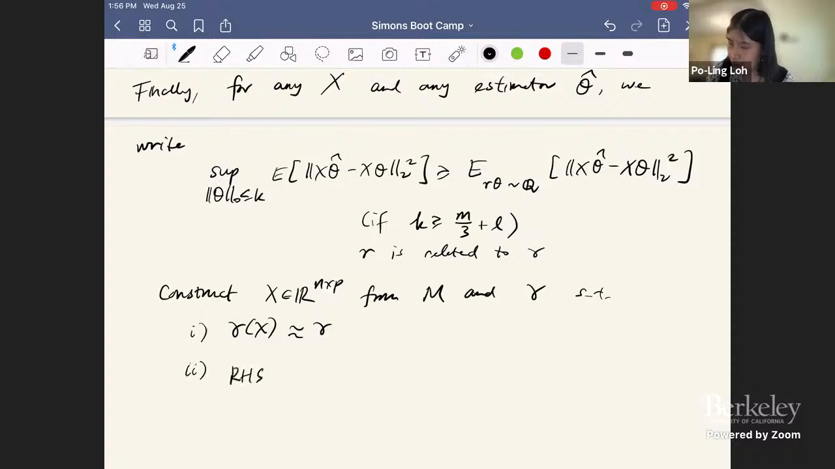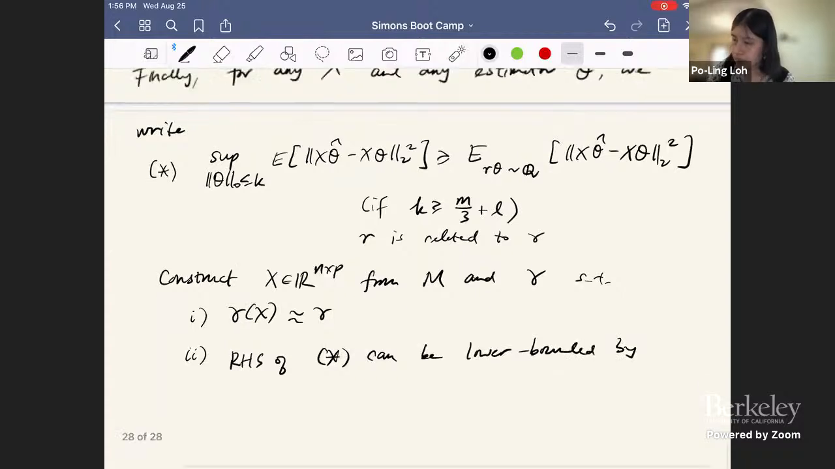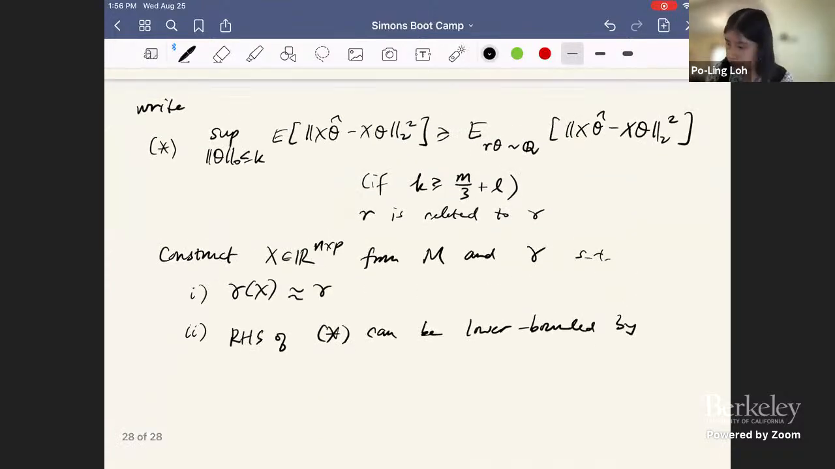the right-hand side of, let's call this star, can be lower bounded by the prediction error of the problem that involved U.